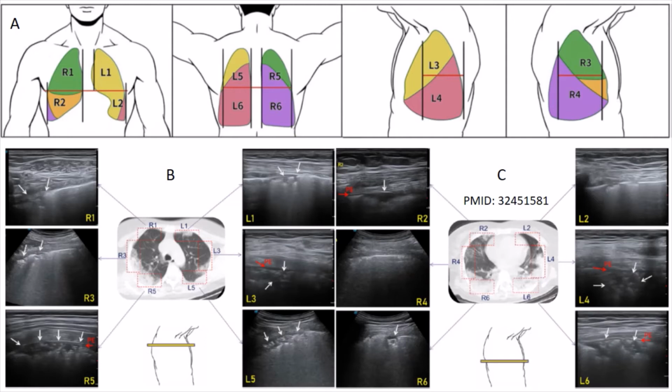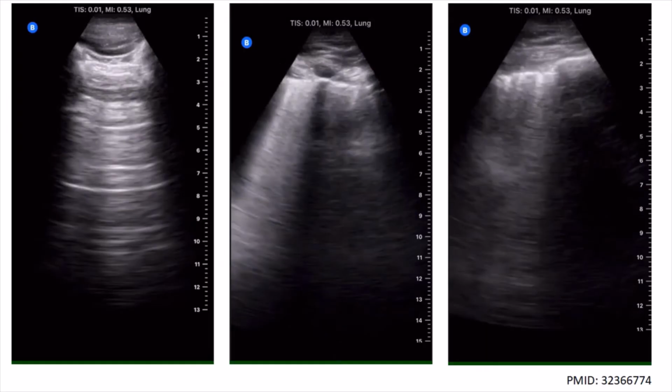Chest CT shows patchy ground glass opacities with blurred margins in all regions, large patchy consolidations in L4 and L6, and large patchy consolidations with air bronchogram in R6. No pleural effusion was observed. The following slides show lung ultrasound of a healthy subject and COVID-19 positive patients.